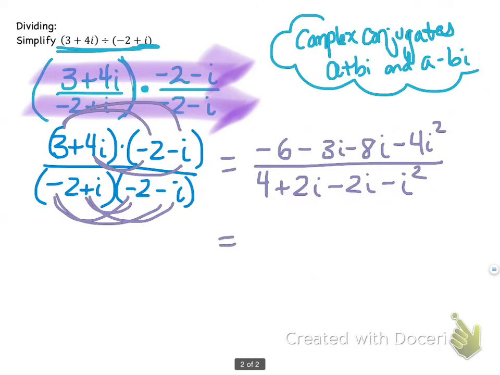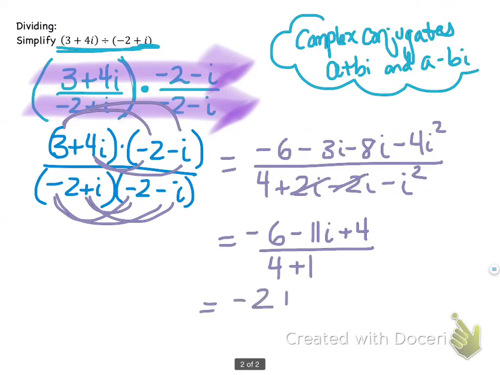So let's simplify this a little more. In my numerator, I have negative 6, and I've got minus 3i minus 8i, so that's negative 11i. And then I have minus 4i squared, or negative 4 times negative 1, which is a positive 4. In the denominator, my 2i and my negative 2i canceled, and then I've got 4 minus i squared, and i squared again is negative 1, so I'm subtracting negative 1, which becomes a 4 plus 1. I've got negative 6 plus 4, that's negative 2, minus 11i, all over 5.